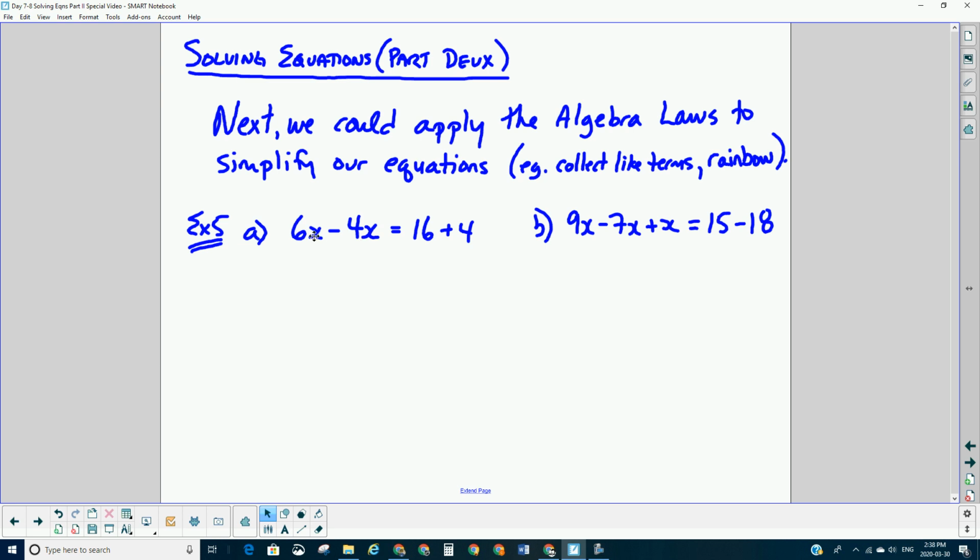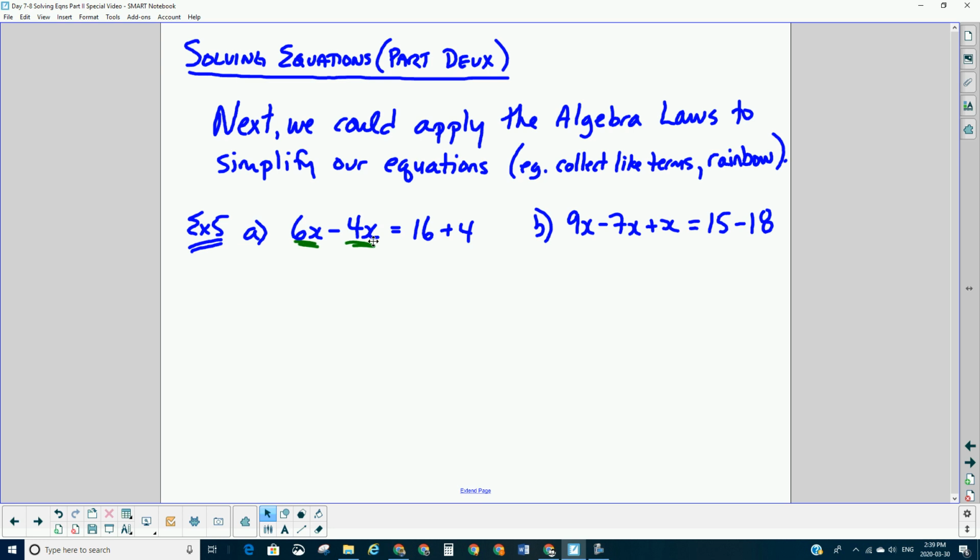If we had to try and guess what a number was here for x, where you take 6 times that number and 4 times that number and have it equal 16 plus 4, it's a little harder to manage that all out right now. But we can go off and simplify using our rules and our laws to make the question easier. So example 5, I'm saying example 5 because I'm just continuing on from the other examples from solving equations, has a situation where we have 6x minus 4x.